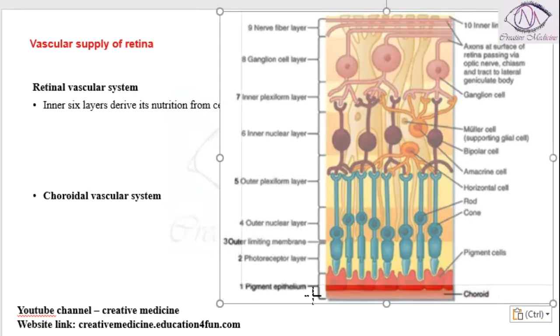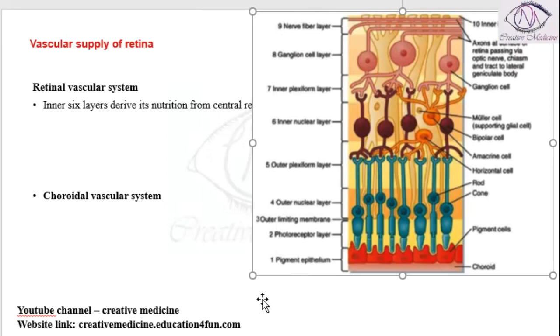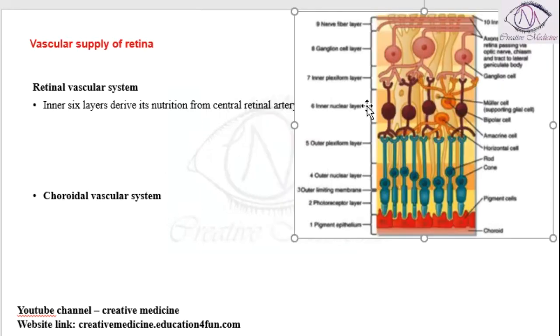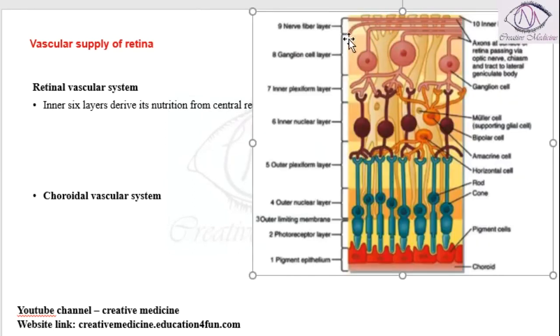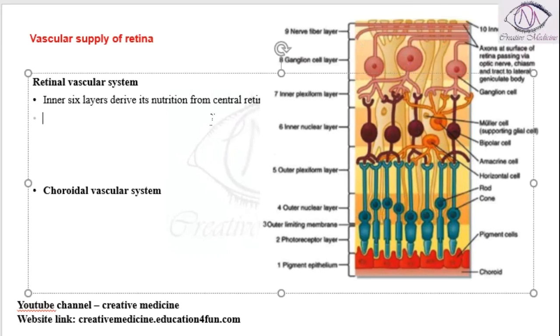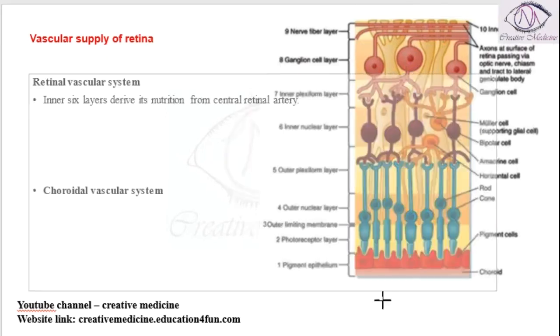The inner six layers of retina mean the inner limiting membrane, nerve fiber layer, ganglion cell layer, inner plexiform layer, inner nuclear layer, outer plexiform layer. All these, and also outer nuclear layer. All these layers will receive nutrition from the central retinal artery.